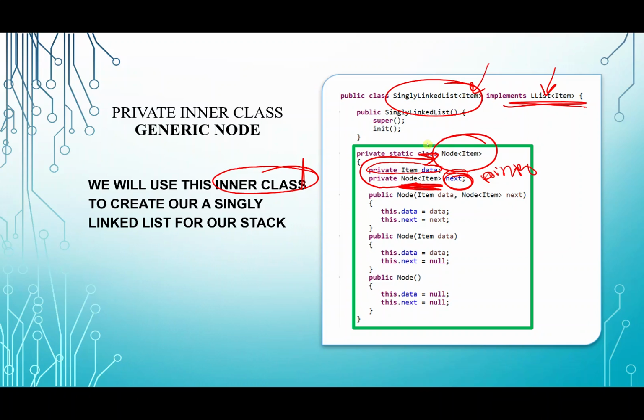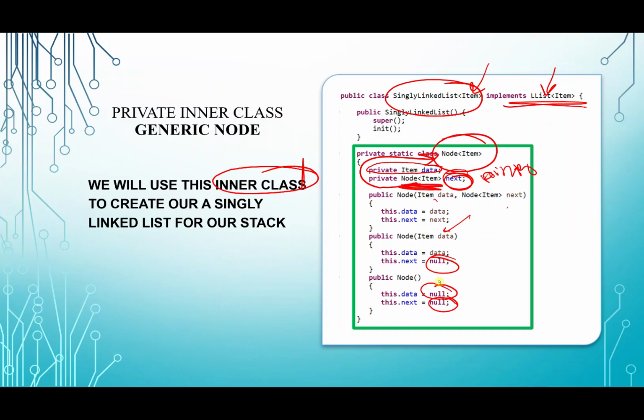So we can have more than one constructor. One would take the data and the next pointer. One would take the data and set the next to null. Or one where you don't have data or next yet.